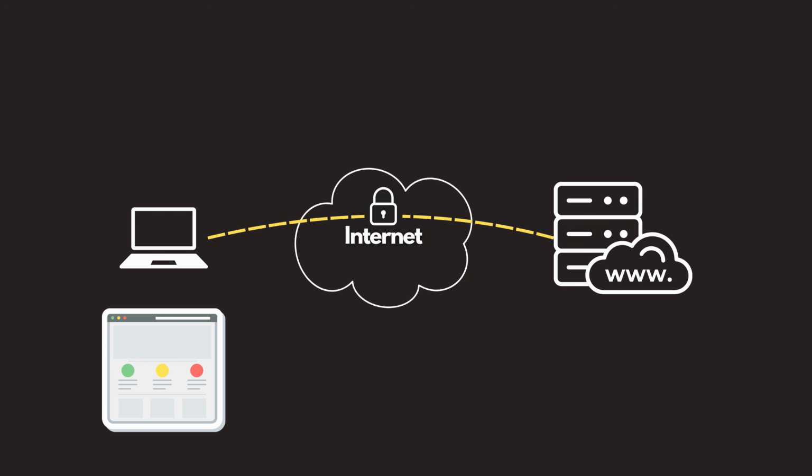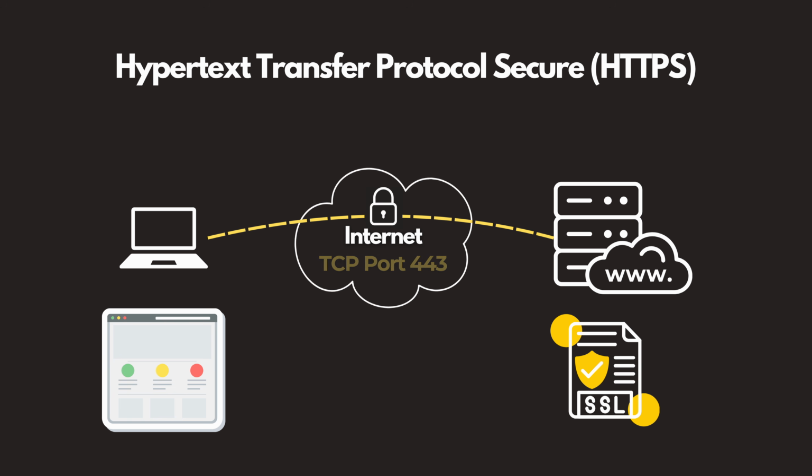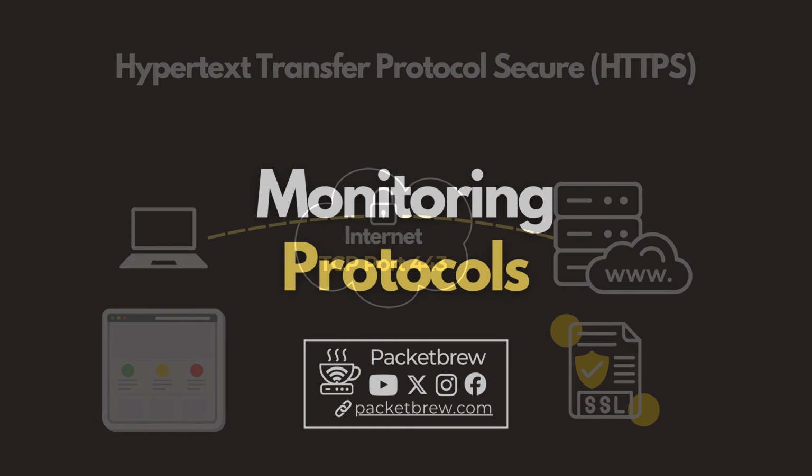A secure version of HTTP is HTTPS, which stands for Hypertext Transfer Protocol Secure. It encrypts data using Transport Layer Security to protect sensitive information. It uses SSL or TLS certificates to authenticate server identity. HTTPS uses TCP port 443.